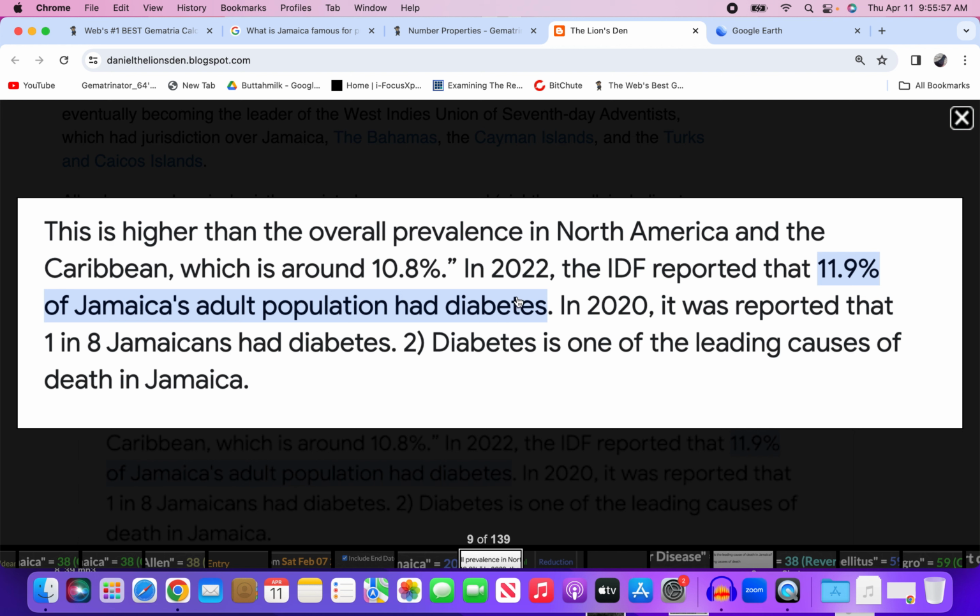So diabetes is one of the leading causes of death in Jamaica. 1 in 8 Jamaicans have diabetes. 11.9% of Jamaica's adult population had diabetes in 2022.